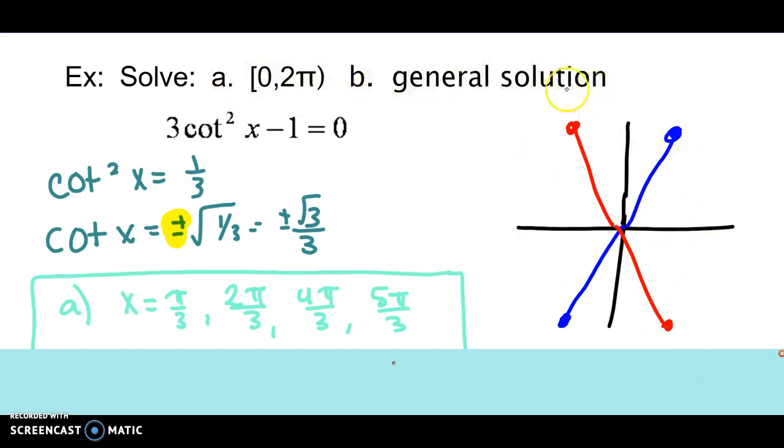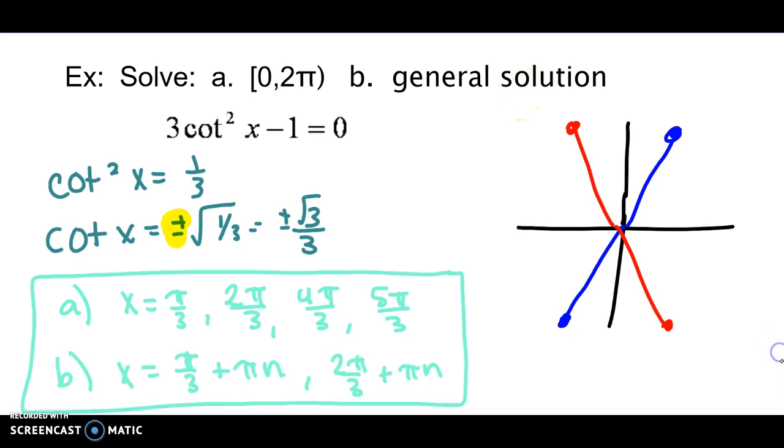But I also want to know my general solutions, because we know that we could have coterminal angles for all 4 of these. So if I think about this, my hint was that you should really only have 2. My hint hopefully got you to here.